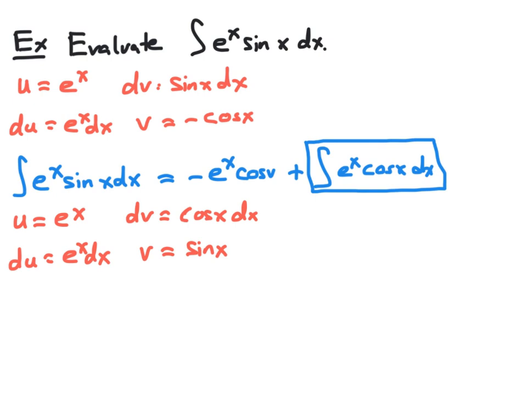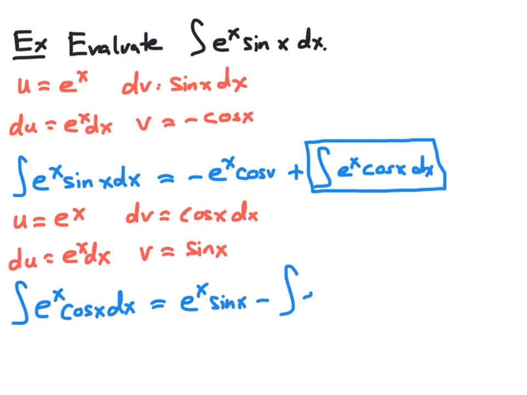And so we get that the integral of e to the x cosine of x now will be u times v, which will be e to the x sine x, minus the integral of v du, which will be e to the x sine x dx. At this point, we should stop and take a look at what we've done. We've applied integration by parts twice to our original integral, and we have not yet produced a simpler integral.